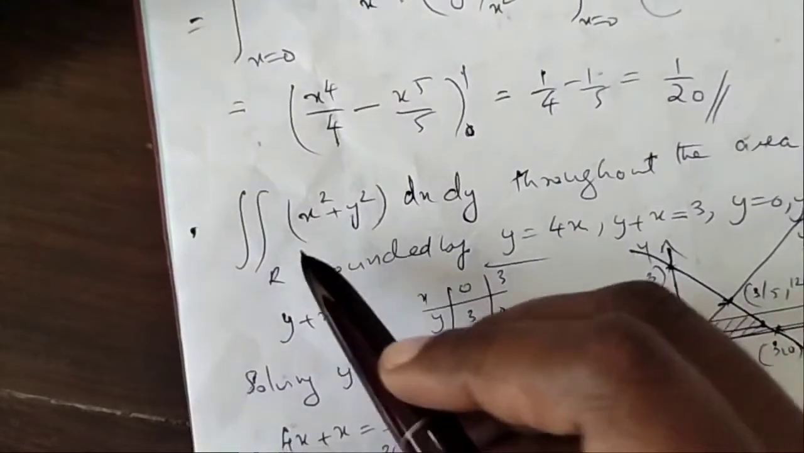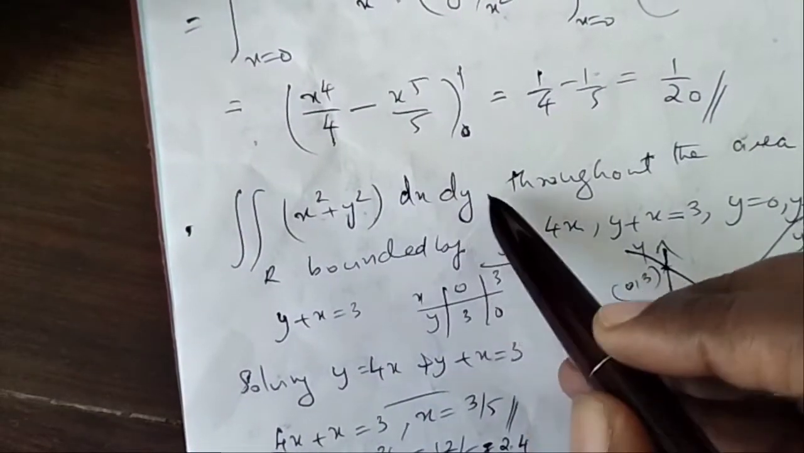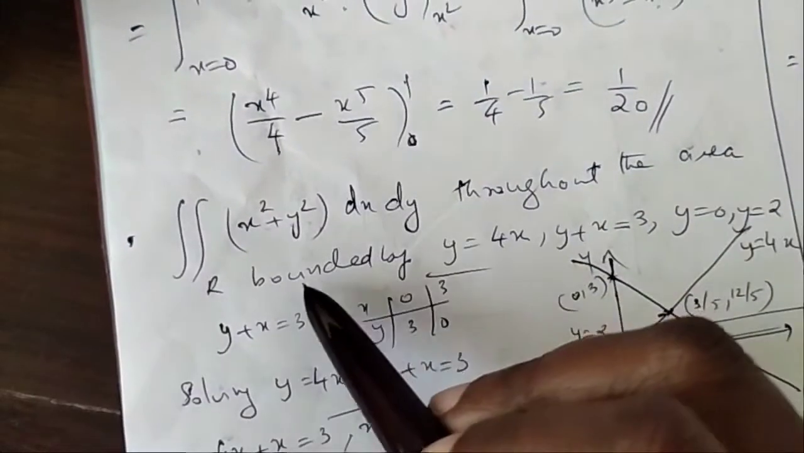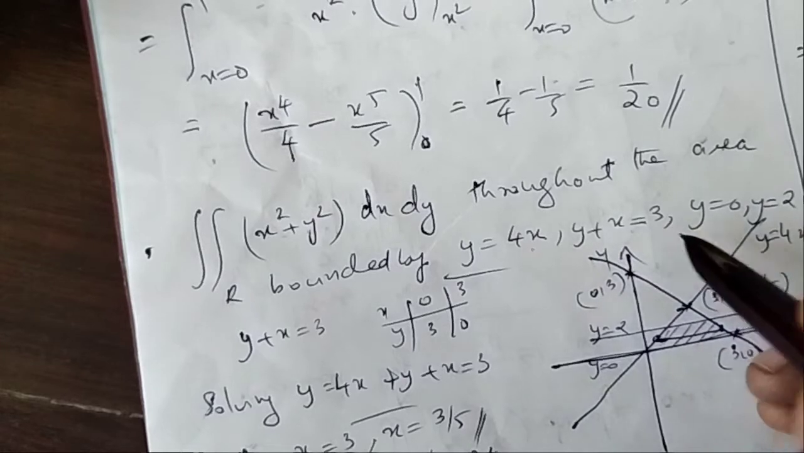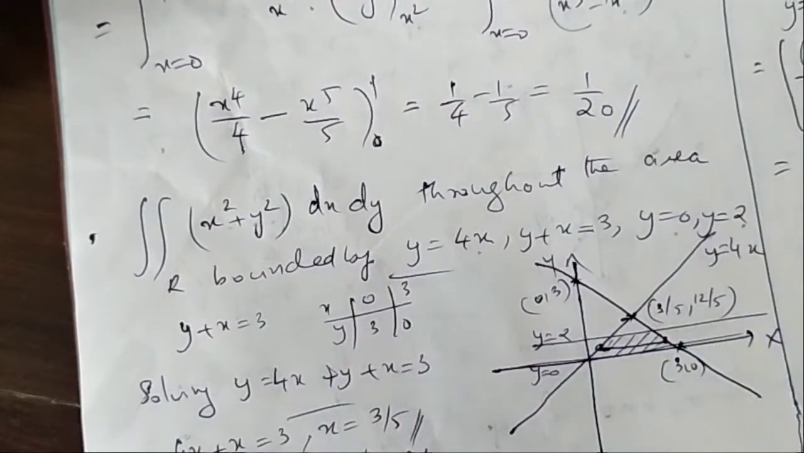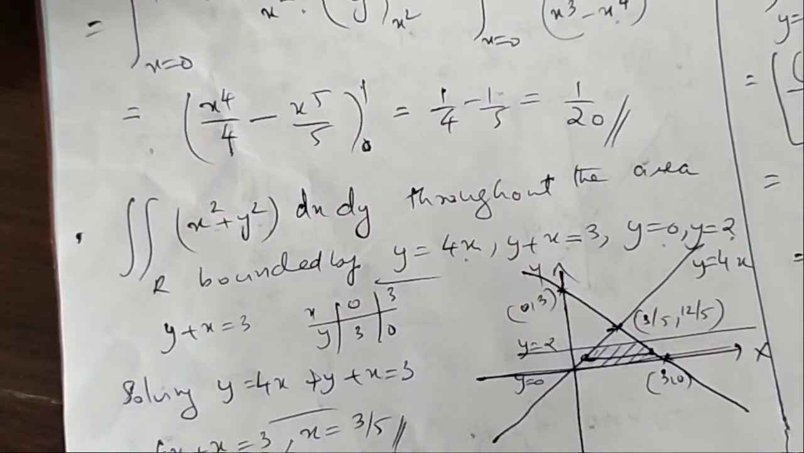Next one, double integral over R of x square plus y square dx dy, throughout the area R bounded by y is equal to 4x, y plus x is equal to 3, y is equal to 0 and y is equal to 2. Okay, so we can draw this.